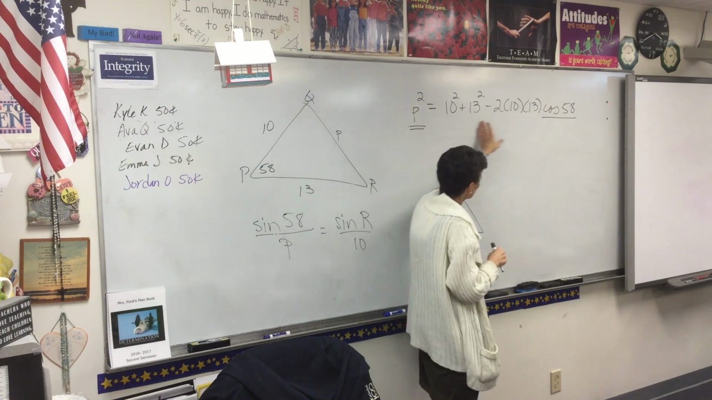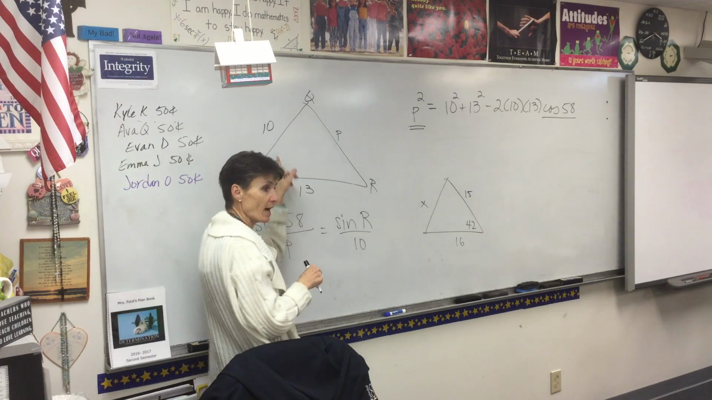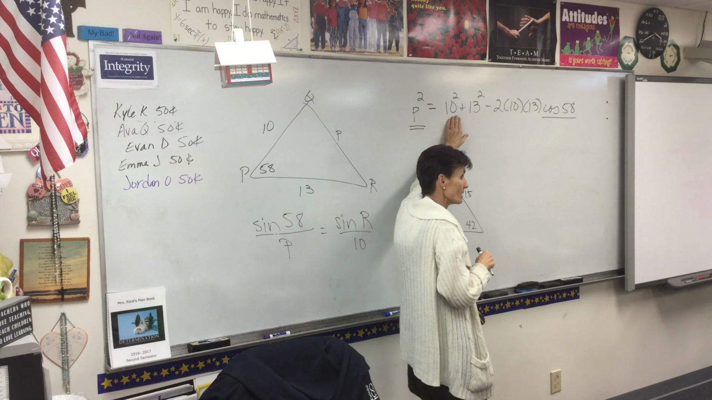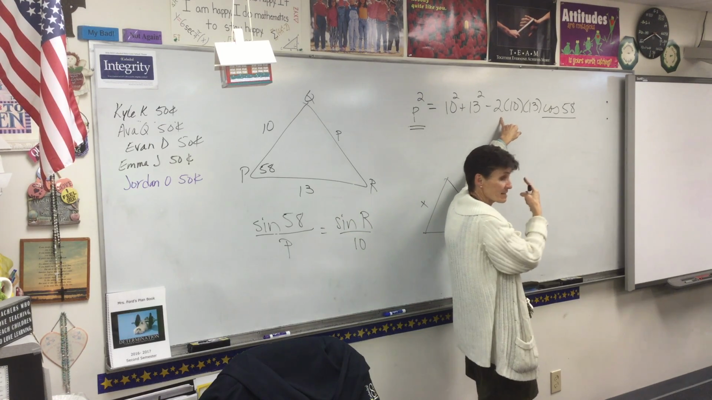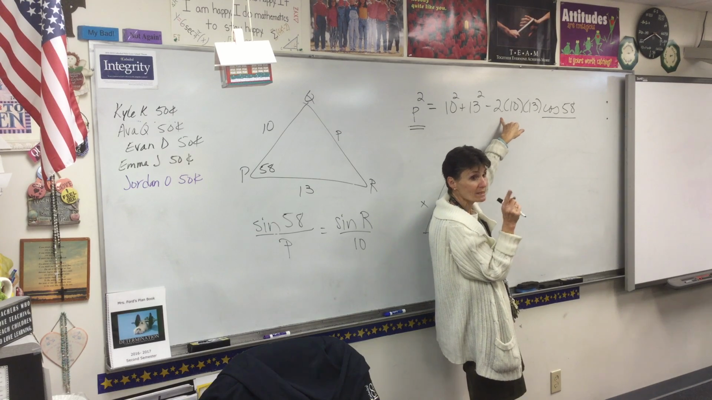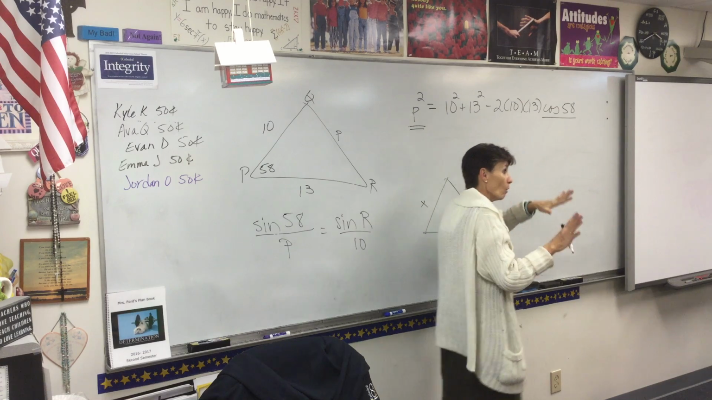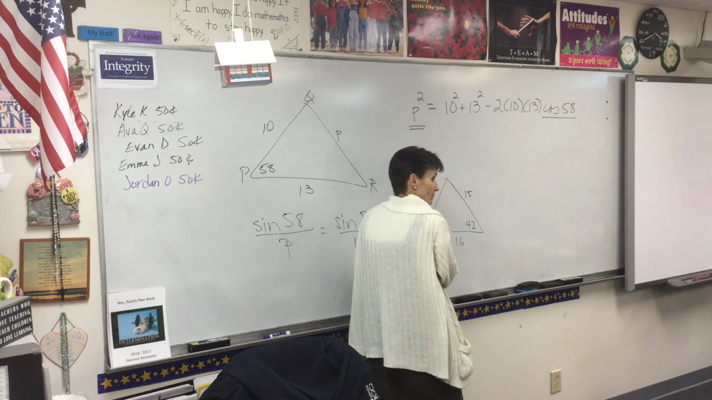Now notice, what's all this junk in the middle? It's just the other 2 sides. So it's one of the sides squared plus the other side squared minus 2, that's in the formula. That 2 will always be there. And then 10, 13. So, just to show you how simple this is, here's a triangle.